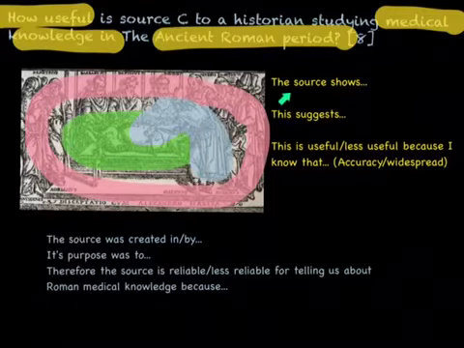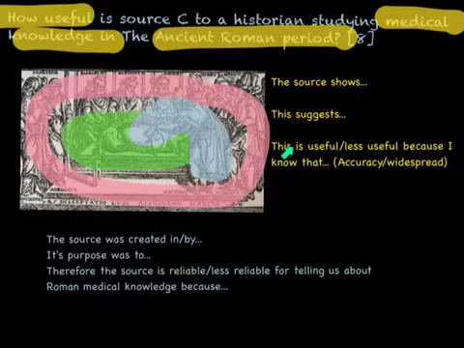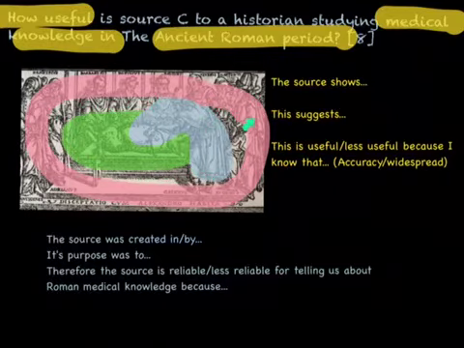So we've said what the source shows, we've said what it suggests, that they were finding out new things about anatomy, and we've said how accurate that is and that makes it useful. We said it is accurate because we know Galen really did make those discoveries and prove it to large numbers of people, communicating his ideas, and therefore it's very useful.